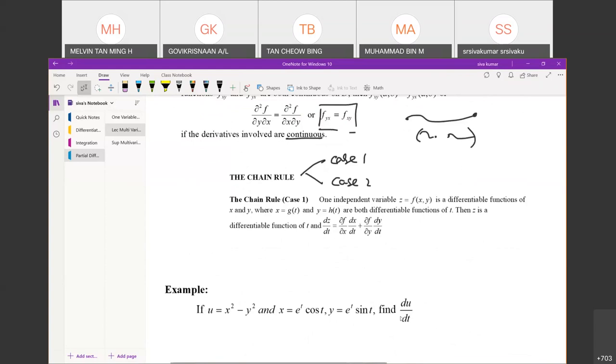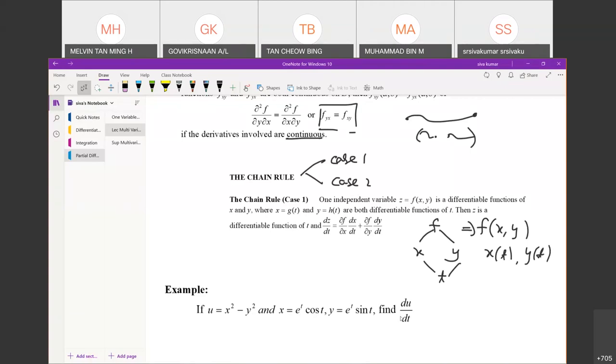Let me introduce to you at least one case. For the chain rule there are two cases: case one and case two. Let me introduce the two cases. If there is an F here, it has two independent variables, x and y, and x and y are both connected to t.